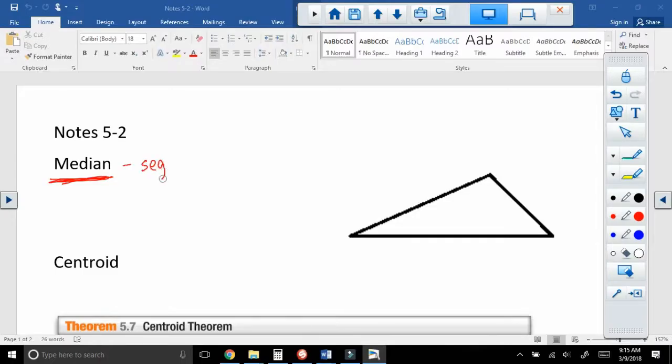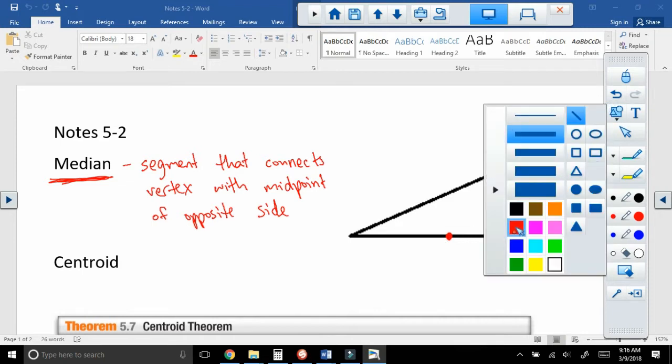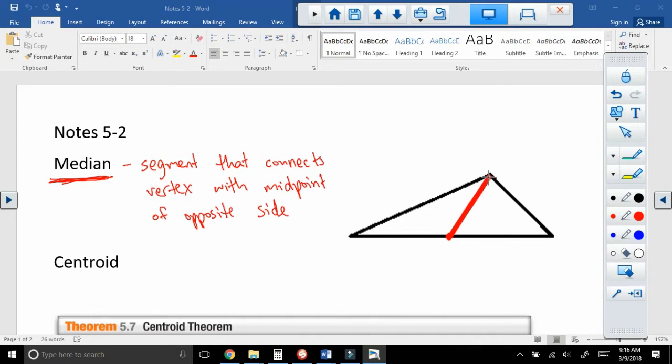A median is a segment that connects the vertex with the midpoint of the opposite side. So you can just do your best job of eyeballing where it looks like the midpoint of a side is, and then drawing a straight line from that point to the opposite vertex. That is a median.